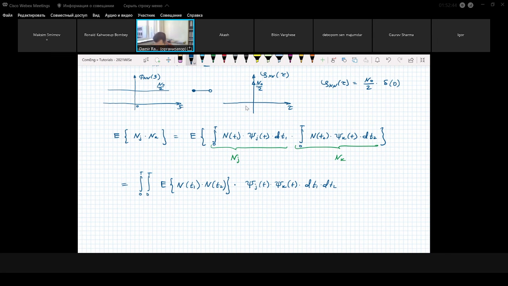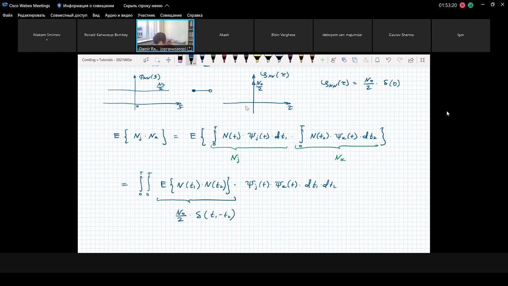the uncorrelated scattering assumption. Because we have white noise, when we consider two different time instances, this expected value will be nothing else than N0 over 2 times the delta pulse of the difference between the two time instances. So if you have two different time instances, the result will be 0. But if you have the same time instant for both parts, then it will be N0 over 2, based on the definition of white noise.